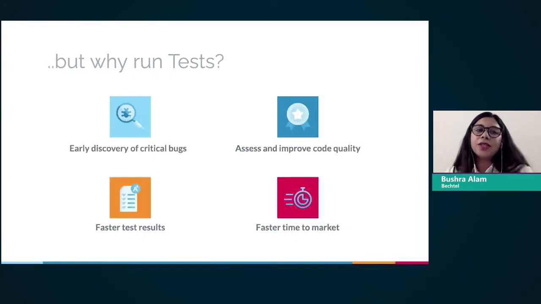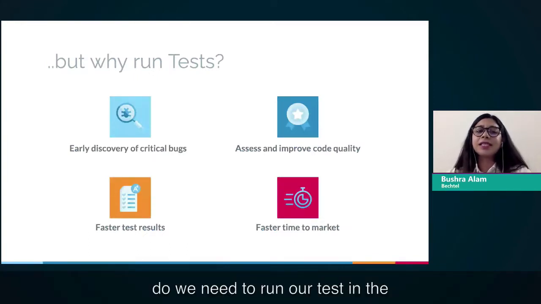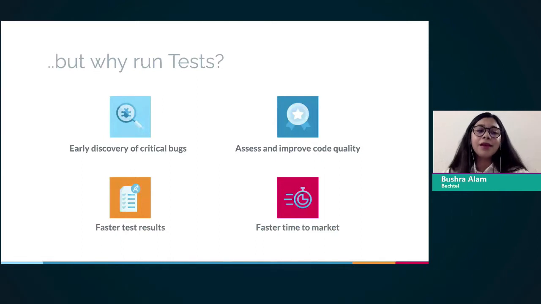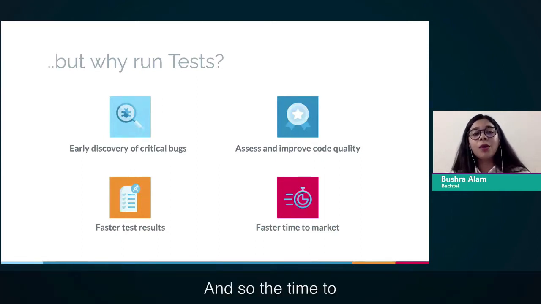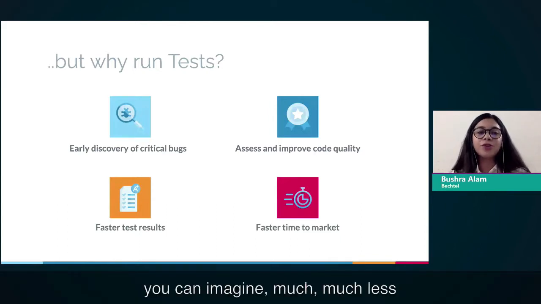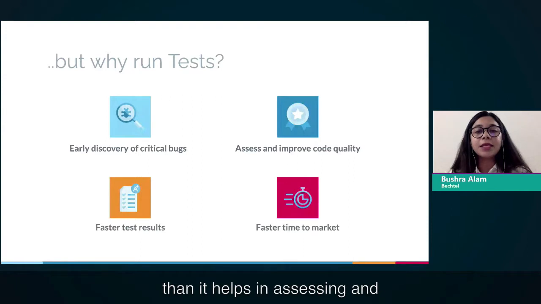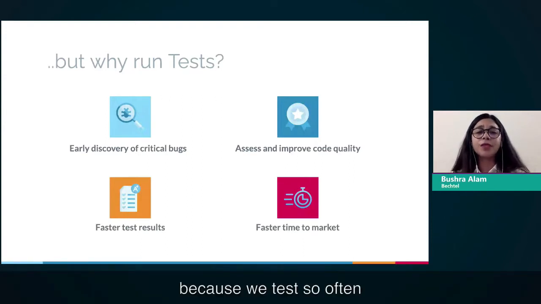But the main question is, why do we need to run our tests in the pipeline, right? So it helps in early discovery of critical bugs, and so the time to fix the defects is, as you can imagine, much less. Then it helps in assessing and improving code quality because we test so often. And then we have faster test results, so the feedback is much faster, and faster time to market of a high quality product.